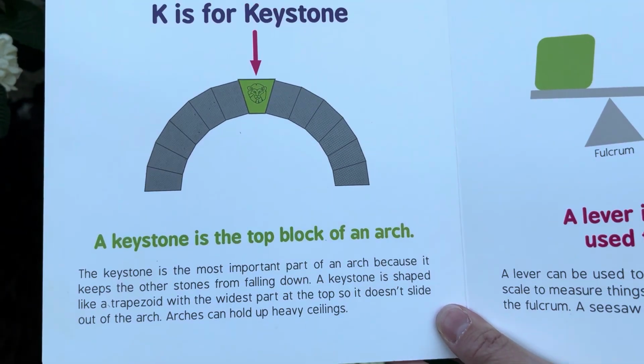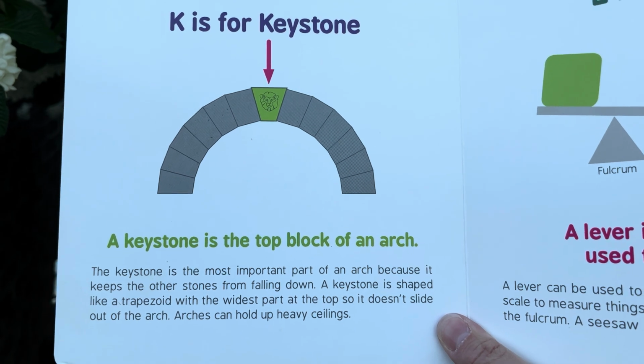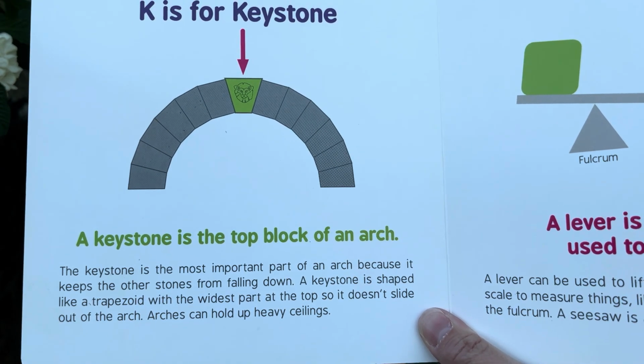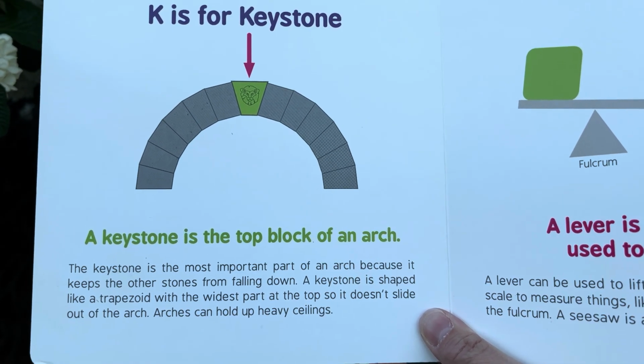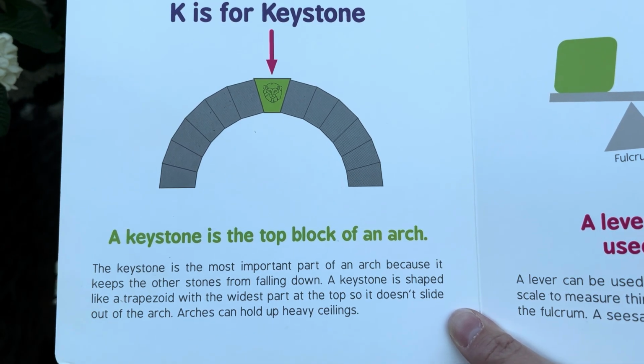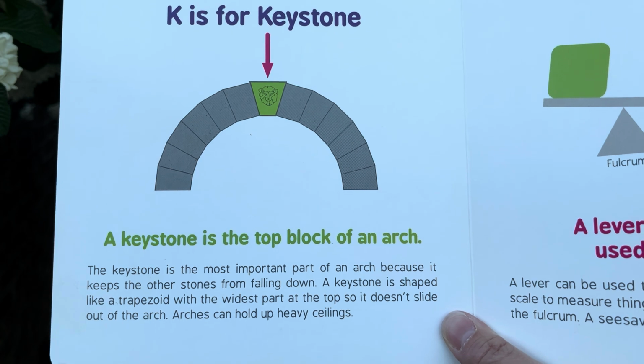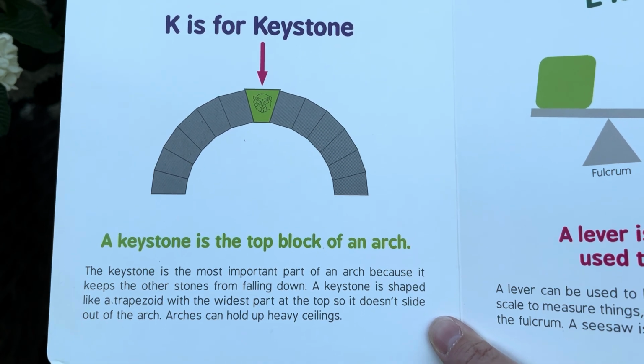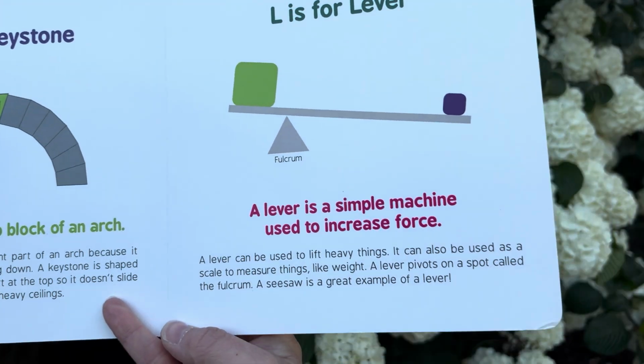K is for keystone. A keystone is the top block of an arch. The keystone is the most important part of an arch because it keeps the other stones from falling down. A keystone is shaped like a trapezoid with the widest part at the top so it doesn't slide out of the arch. Arches can hold up heavy ceilings.